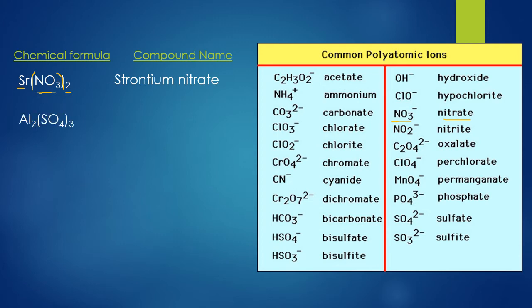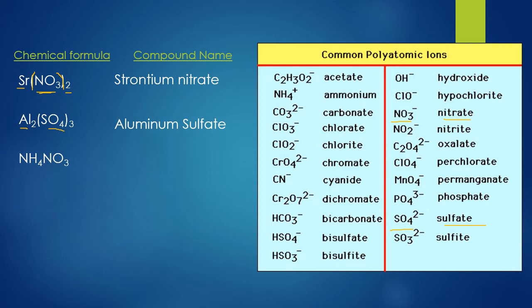Next we have Al2(SO4)3. Once again, parentheses alert me to the fact that there's a polyatomic involved. Al is aluminum, SO4 we would find on the table, and it is sulfate. So the name for that compound would be aluminum sulfate.